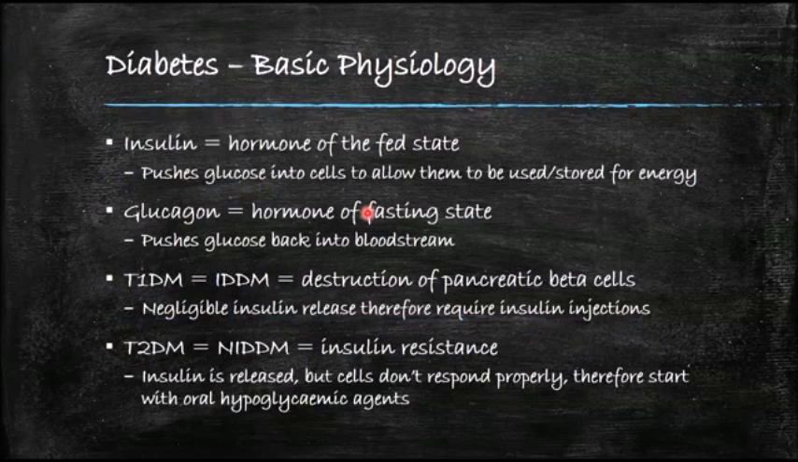Alright, so diabetics. Obviously, insulin is the hormone of the fed state, so when you eat, insulin's released. Try to get that glucose into the liver and build up your glycogen stores. Glucagon is released when your blood sugar is low, and you try to push out as much glycogen, convert it into glucose, put it into the bloodstream for use.